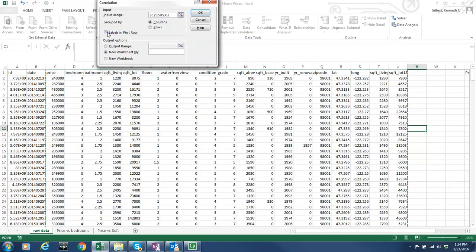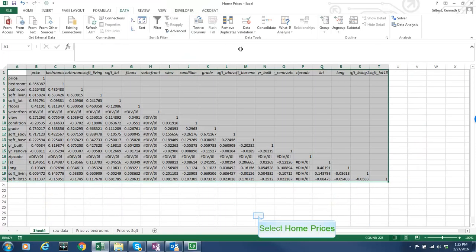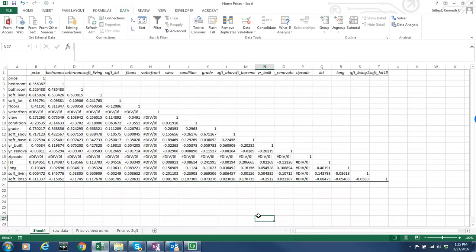I'm going to click labels in the first row, which means I included the headers. And you always want to do that, because then when you get the correlation matrix, it'll tell you what each variable means rather than just have them column 1, column 2, and so forth, and then you have to figure out what they mean. This is going to be a big matrix of numbers, so we want to create a new worksheet. And so it looks like we're all ready to go. Let's press OK. And here's our correlation matrix.